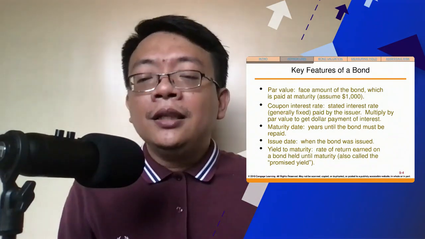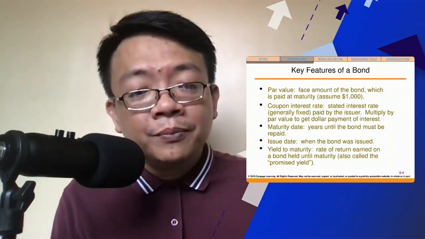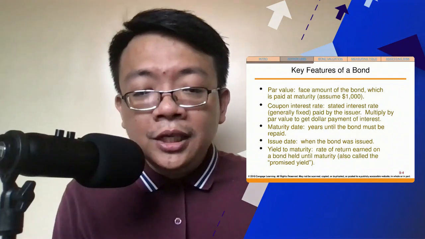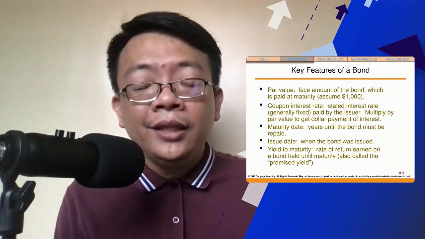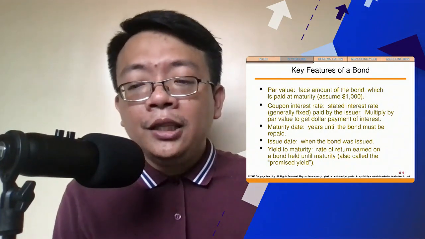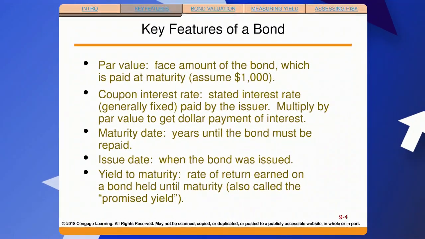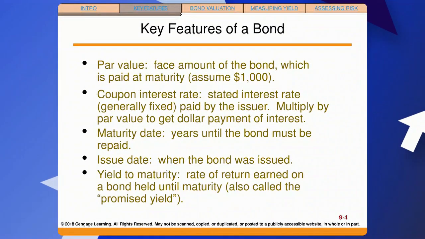Then you also have the issue date, which is when the bond was issued. And of course, you have yield to maturity, meaning the rate of return earned on a bond held until maturity. It is also called the promised yield. That is what we mean by bonds.